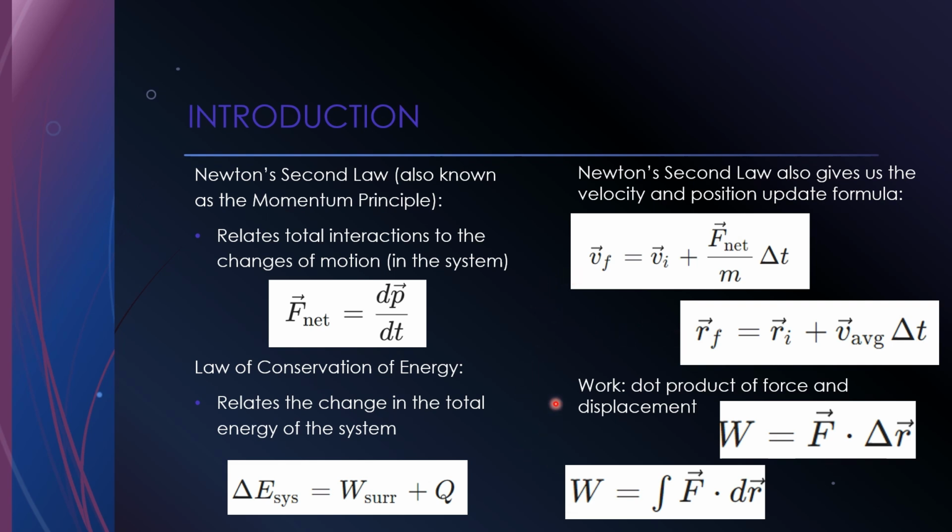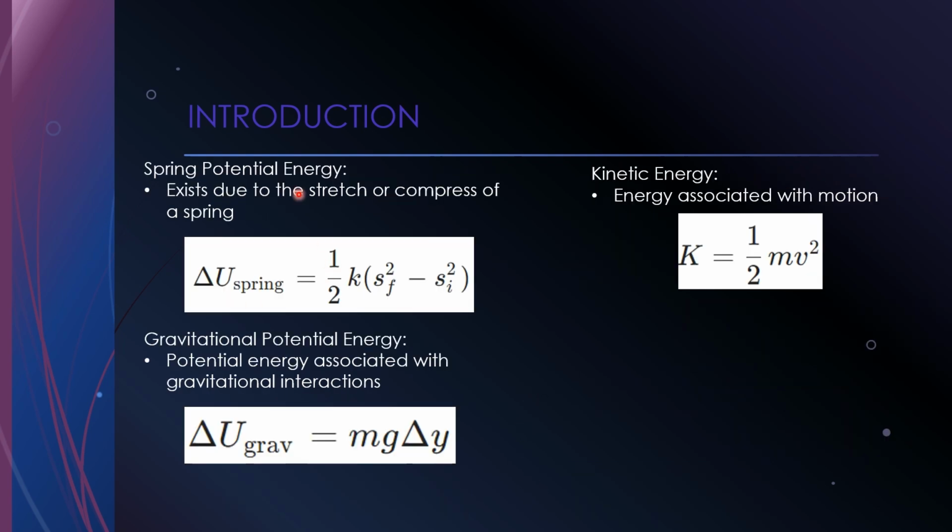And then work is also viewed as the dot product of force and displacement. If it is a constant force and constant displacement, it will just be the dot product of the vectors, but it will be the integral of the dot product if this is a non-constant force. Next, spring potential energy exists due to the stretch or compression of the spring and can be represented by the following formula right here. And then the gravitational potential energy is the potential energy associated with the gravitational interactions, or basically the force of gravity, and can be seen by the following formula. And then finally, kinetic energy is the energy associated with motion. Anything that's moving has kinetic energy, and that is represented by this formula right here.